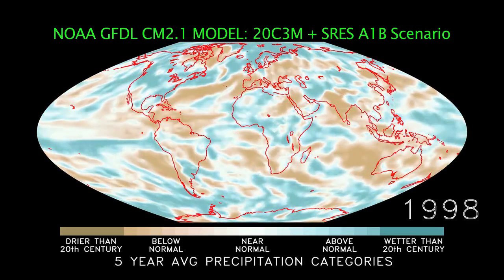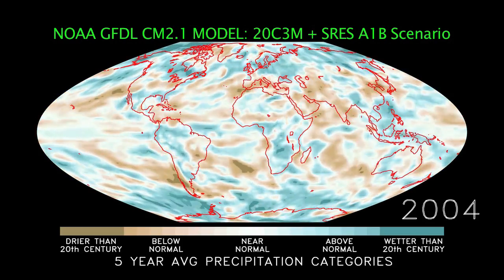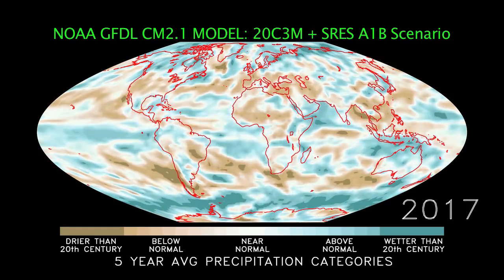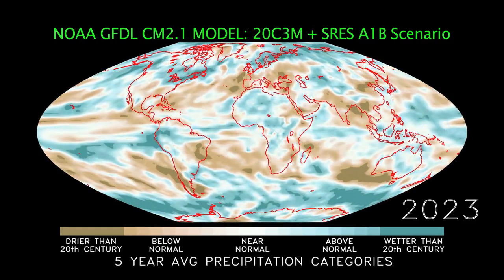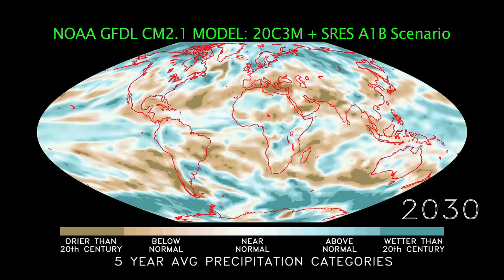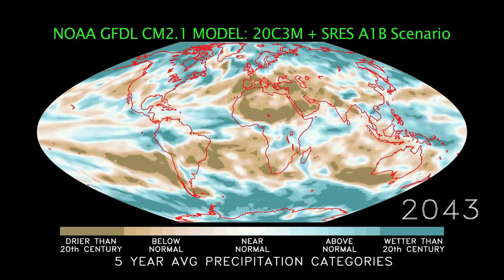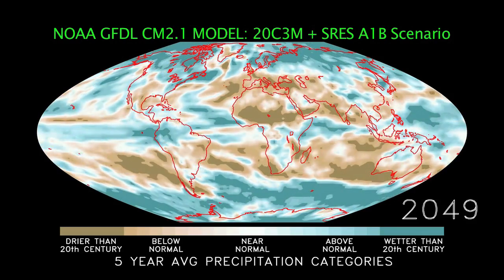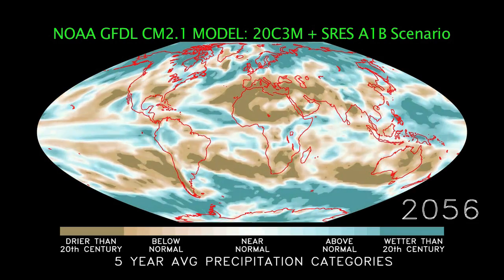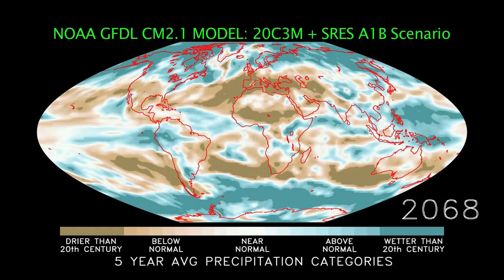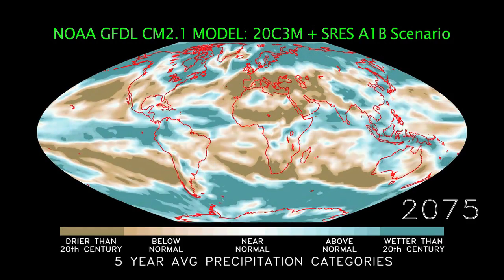As the model simulation progresses through the 21st century, 2 additional colors appear. A dark khaki color indicates when a 5-year period is projected to be drier than any 5-year period in the 20th century. Similarly, a dark blue-green color appears when the model simulates a 5-year precipitation total that exceeds any 5-year period in the 20th century. Though variability exists, a pattern emerges.